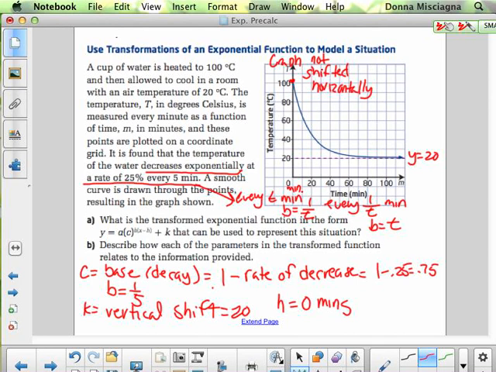This is a real world problem, so our graph starts as soon as we finish heating up the water, right? Notice there's no negative numbers on our graph because that would imply negative time, right? We start at 0 minutes. So because we start at 0 minutes, our H is 0, right? So nobody says it can't just be 0. So now the only thing we need is the A.